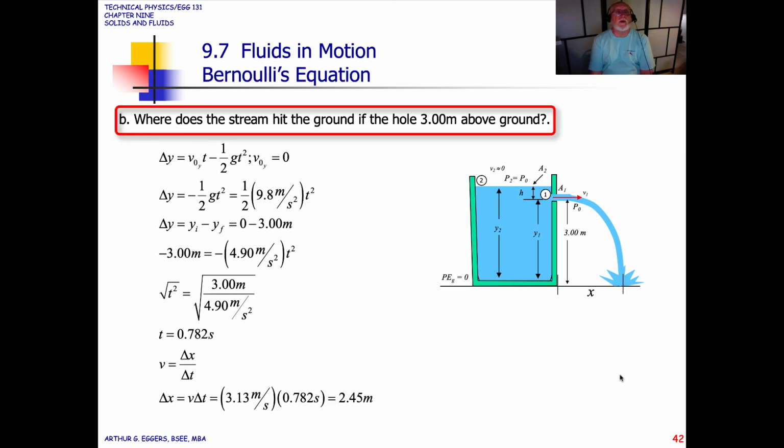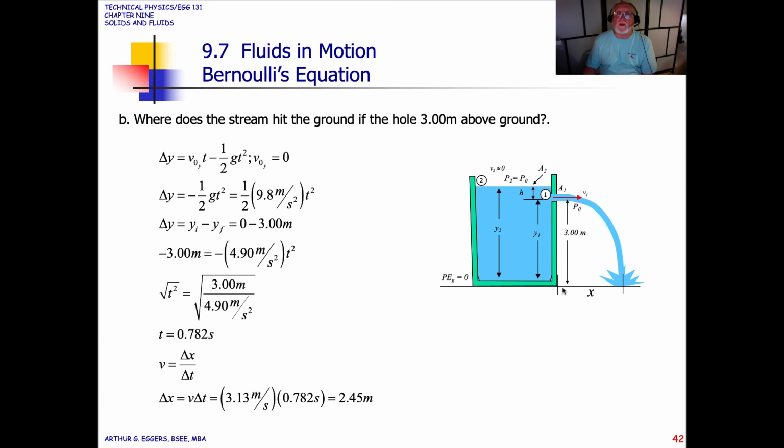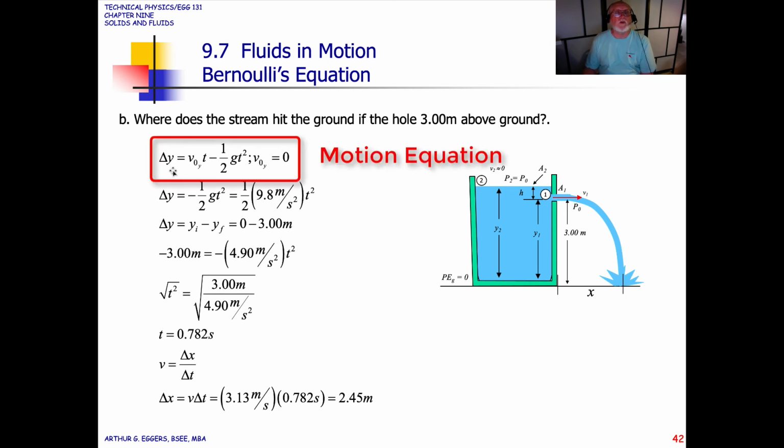Now let's add the problem asks, where does the stream of water hit the ground if the hole is 3 meters above the ground? Okay, so we knew what the height was below the bucket. Now at the edge of the bucket, we're going to look at the height from the ground to the hole. So we go back to one of our motion equations. In this case, in the y direction, delta y is equal to v naught in the y direction times t minus 1/2 the acceleration of gravity times time squared. And again, we assume that the initial velocity is 0.